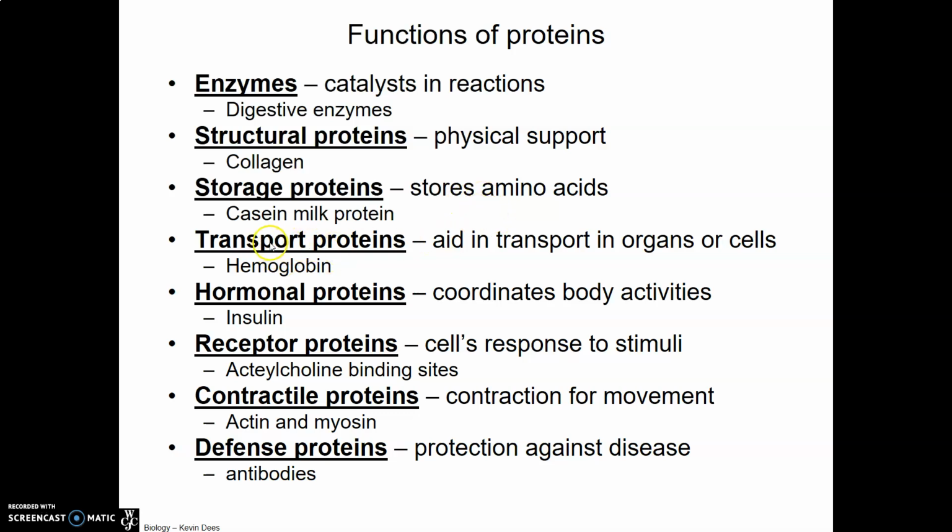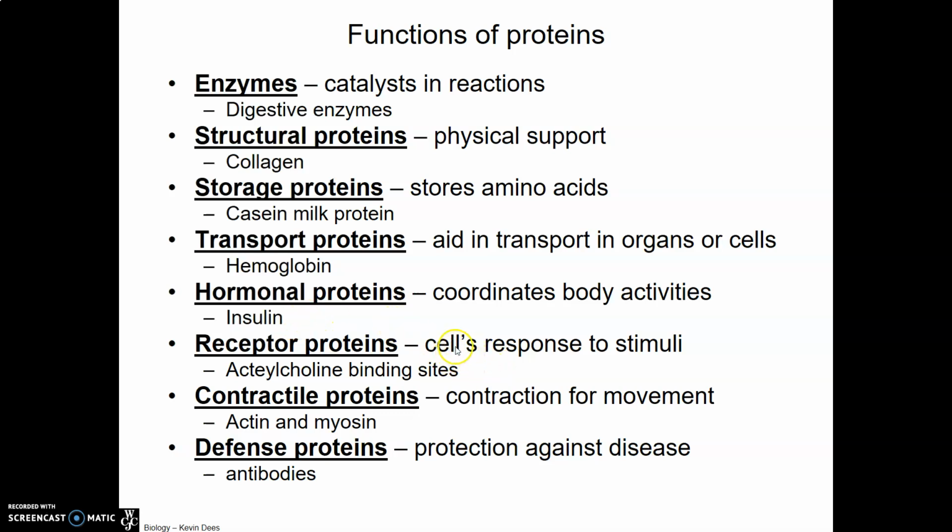Some proteins are there to transport things, and they aid in transporting molecules or cells. For instance, one that we will talk about several times this semester is a protein called hemoglobin, which of course is there to help transport oxygen in the red blood cells of your blood. Some proteins are hormones, and these hormones are produced by glands, and they help to coordinate body activities. For instance, insulin is a hormonal protein that helps your body to regulate its blood sugar level.